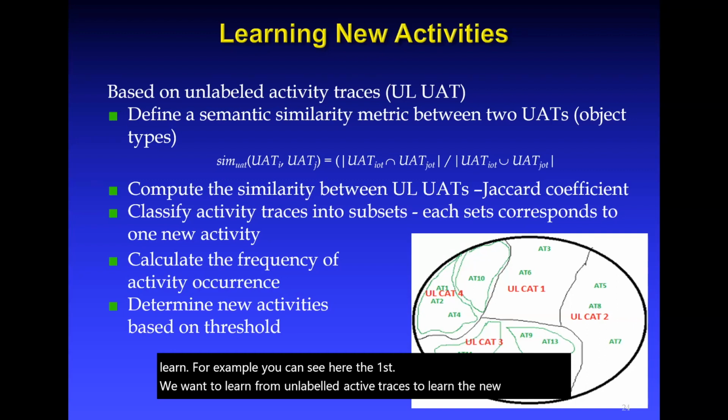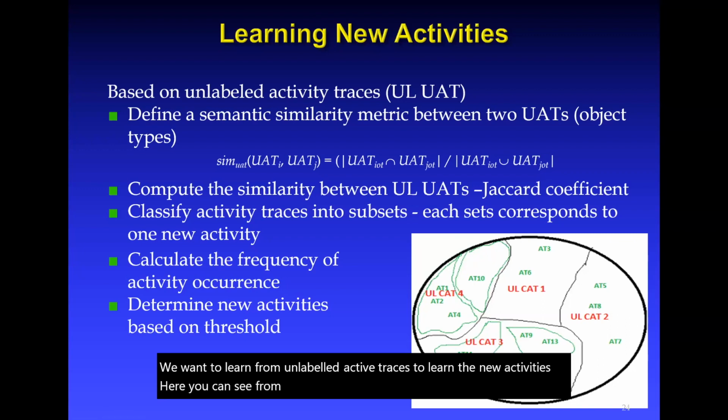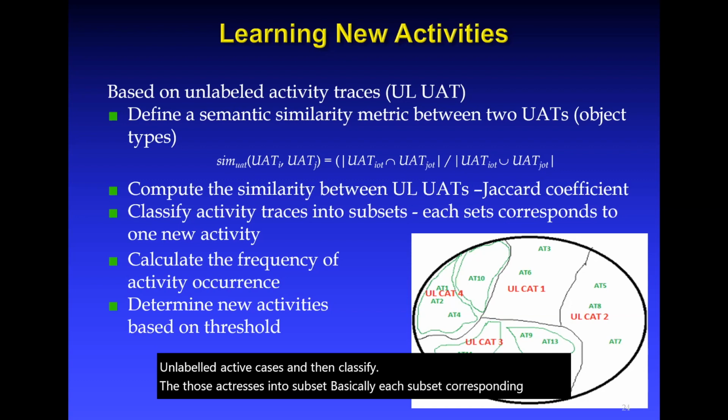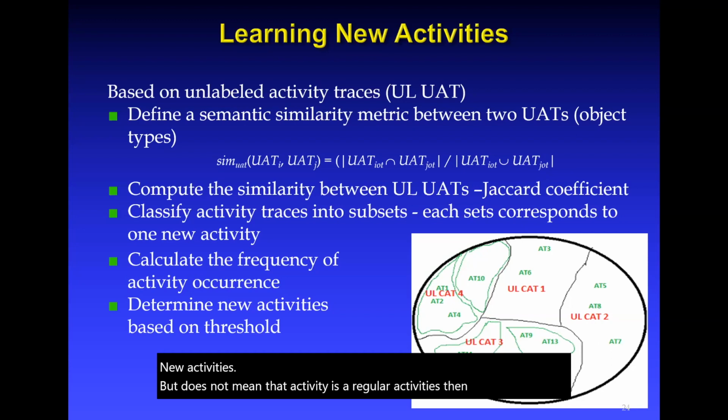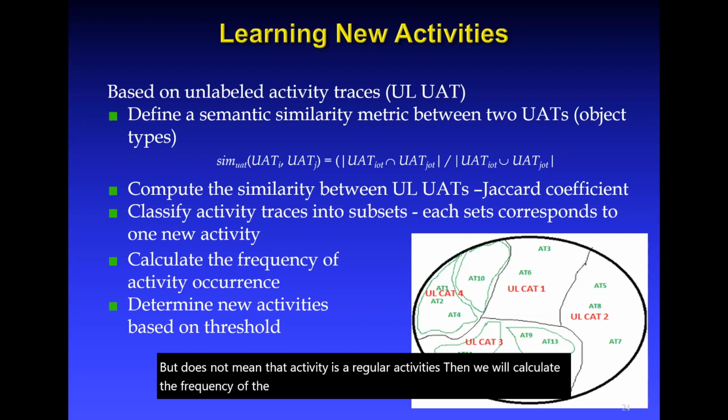You can see from the diagram, there is a subset of the data set of unlabeled activity traces. We define semantic similarity metrics between unlabeled activity traces, and we compute similarity between all those traces, and then classify them into subsets. Basically, each subset corresponds to a new activity, but that does not mean the activity is a regular activity. Then we calculate the frequency of activity occurrence, and based on threshold values we decide whether or not this is a new activity.